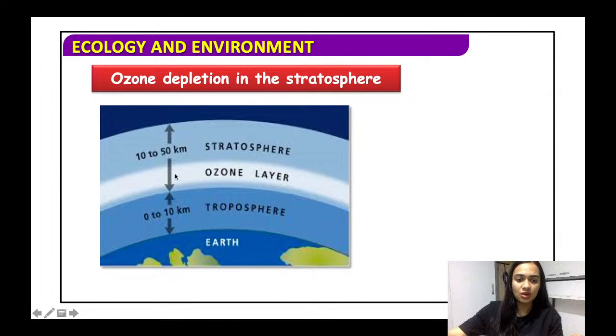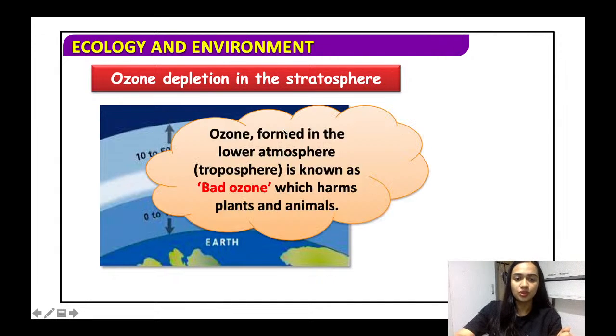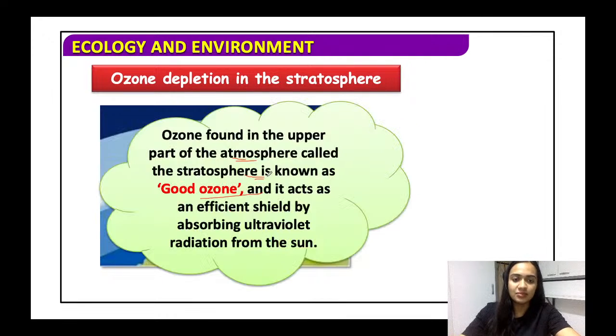So this is how your ozone depletion takes place. So you have your earth, then you have your troposphere, that is 0 to 10 kilometers, then you have your ozone layer, and then you have your stratosphere. So ozone जो होती है, it is formed in the lower atmosphere, ठीक है, in the troposphere, and it is known as the bad ozone. That means it harms the plants and the chemicals. So ozone found in the upper part of the atmosphere, the stratosphere, is also known as the good ozone. So troposphere yani bad ozone and stratosphere yani the good ozone.